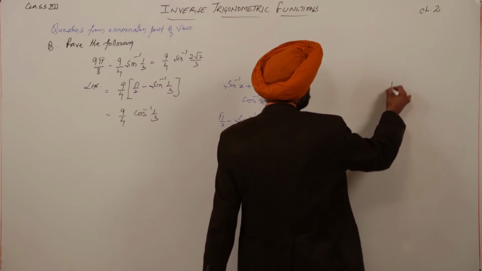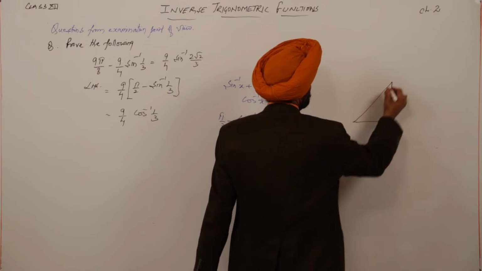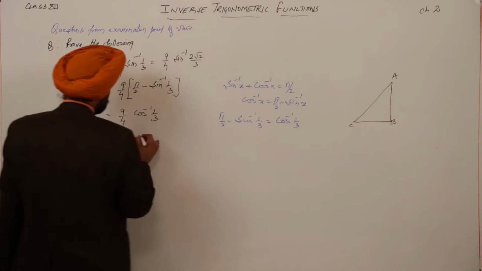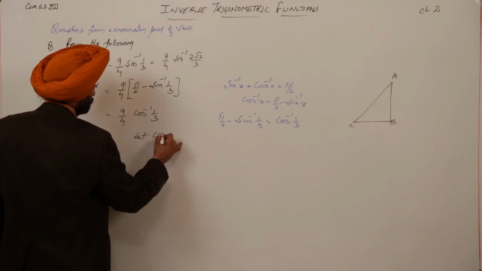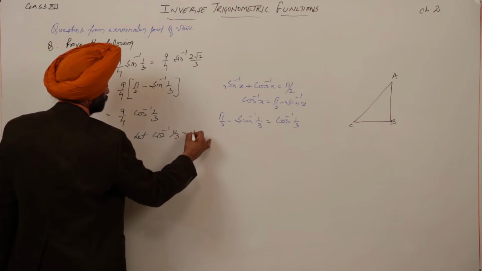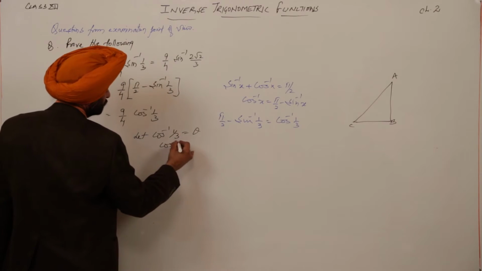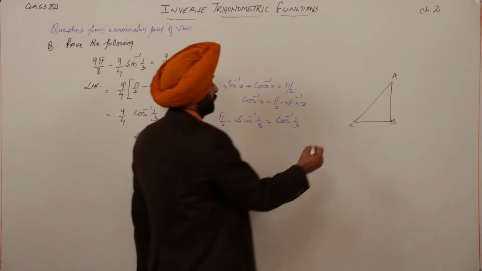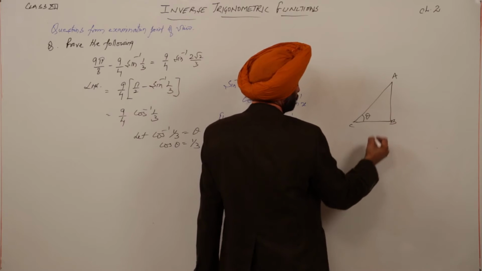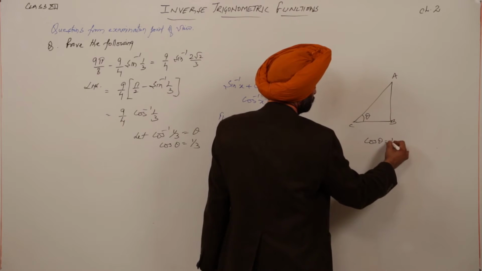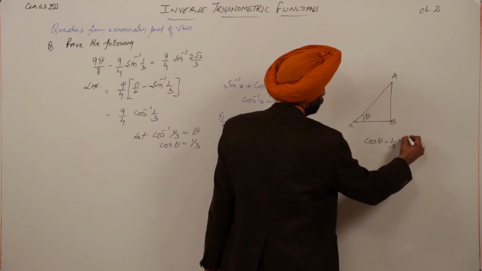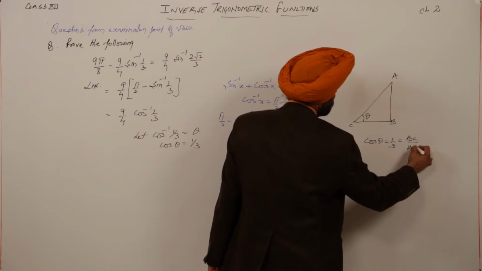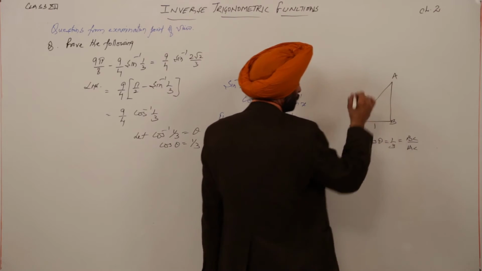Okay. Now take a right angle triangle ABC. Let cos inverse 1 by 3 be equal to theta. By the definition of inverse, we have cos theta equal to 1 by 3. Then in our triangle this angle is theta. Now cos theta is equal to 1 by 3, and cos theta is BC upon AC. So it means BC is 1 and AC is 3.